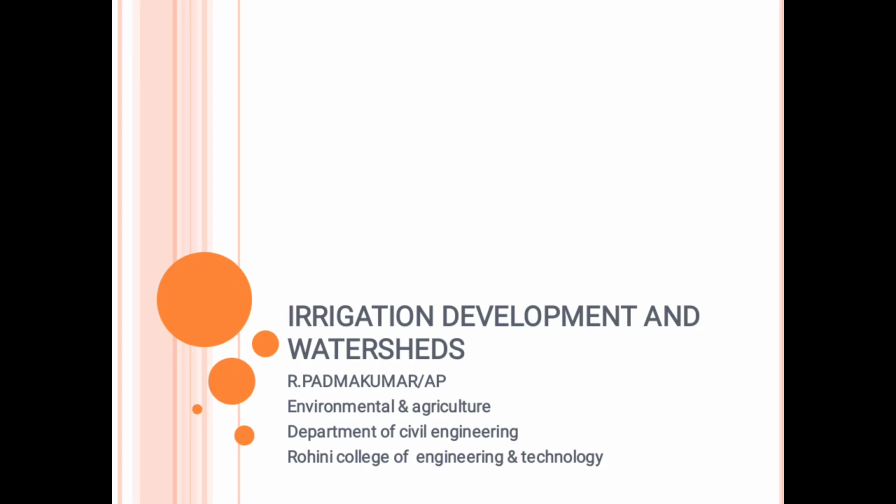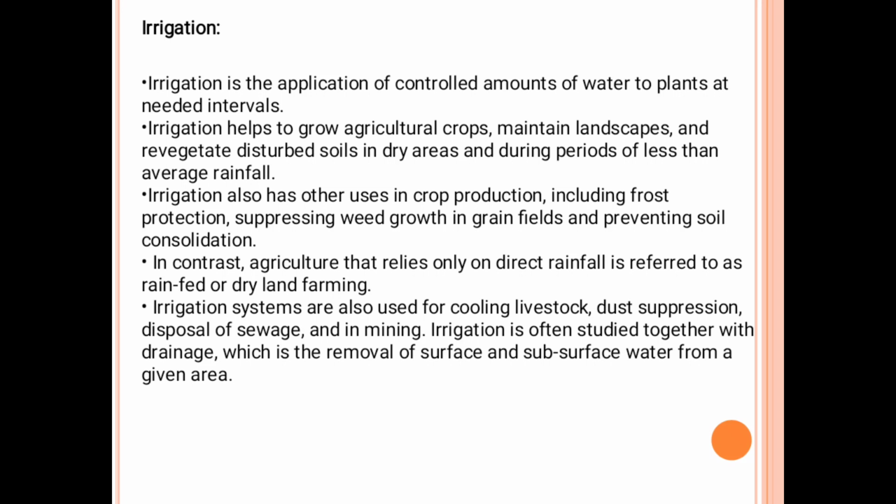Irrigation, development and the watersheds. So irrigation is the application of controlled amounts of water to plants at needed intervals. It helps to grow agricultural crops, maintain landscapes and revegetate disturbed soils in dry areas during periods of less than average rainfall. Irrigation also has other uses in crop protection, including frost protection, suppressing weed growth in the grain fields and preventing soil consolidation.